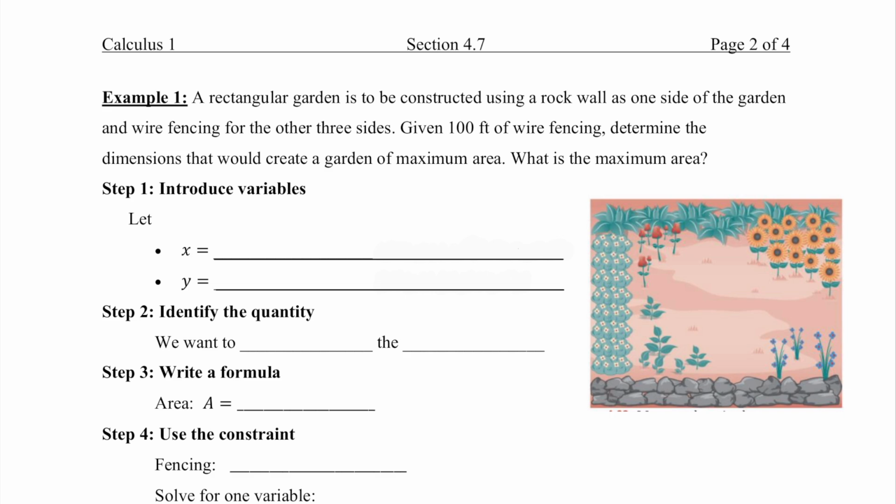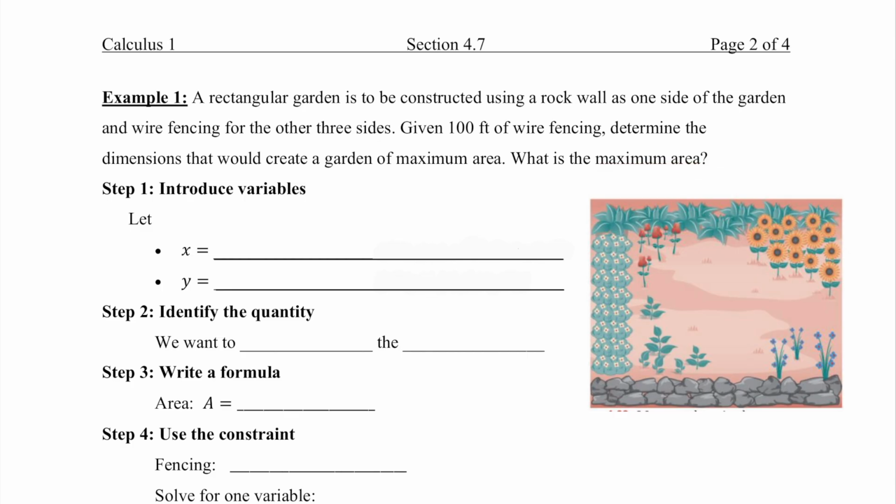Now, let's work through our first optimization example step by step. We are given a rectangular garden problem. A rectangular garden is built using a rock wall as one side and wire fencing for the other three sides. We are given 100 feet of wire fencing, and we want to determine the dimensions that will create a garden with maximum area. And we also want to find the maximum area.